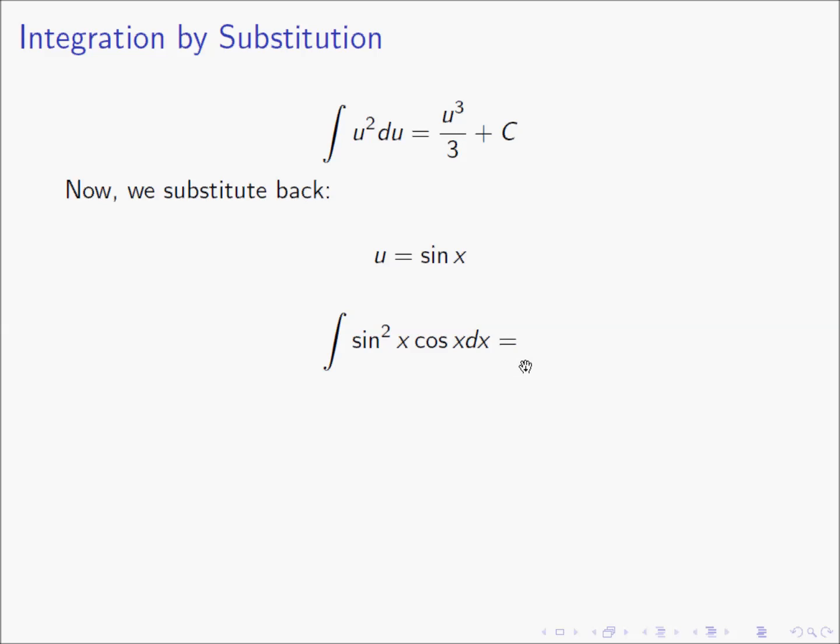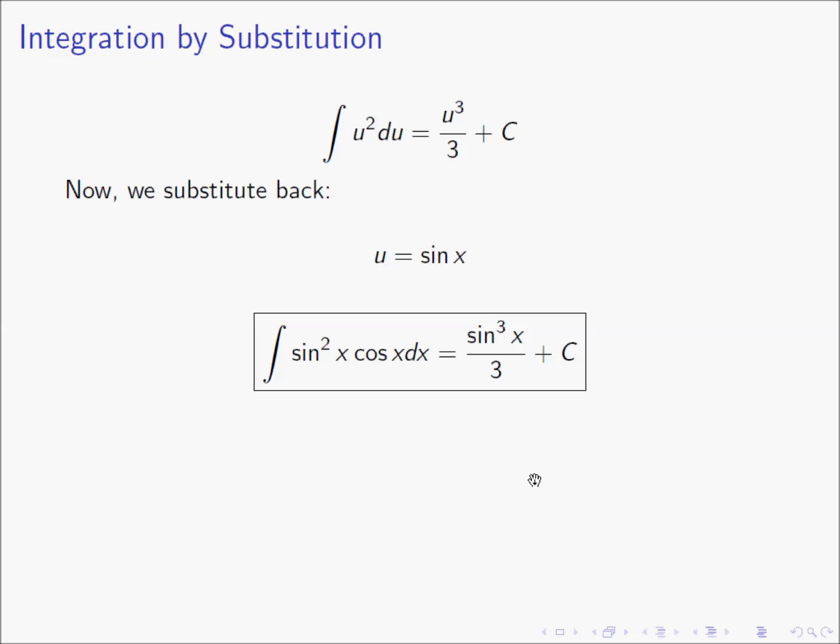So this will equal sine cubed of x over 3 plus c, and this is the answer. You can check this answer by taking the derivative of this function. If you take the derivative of this, you'll get the original function, so the answer is correct. You remember that you can always check your answers to your integrals by taking the derivative.